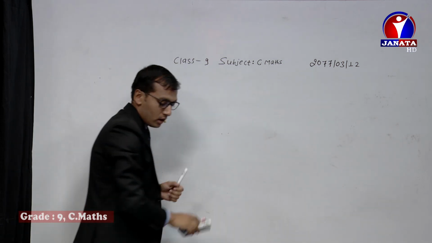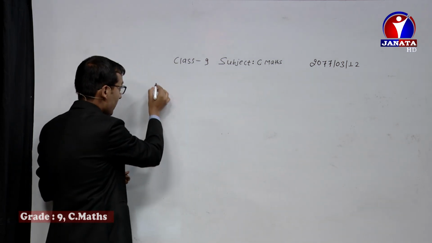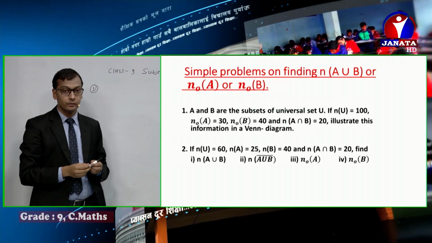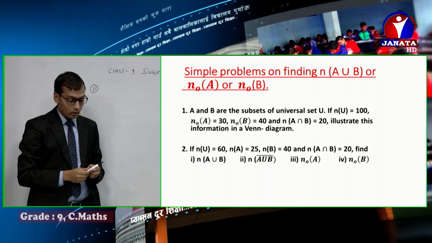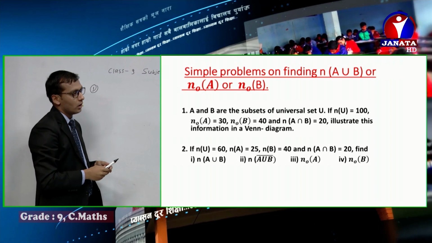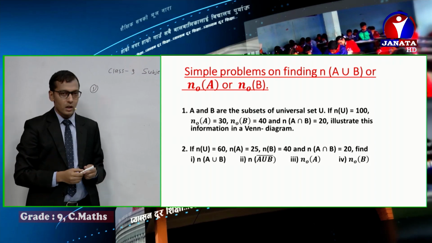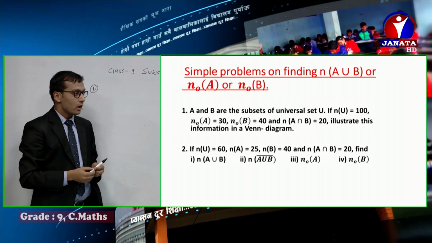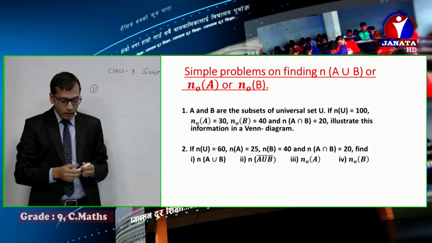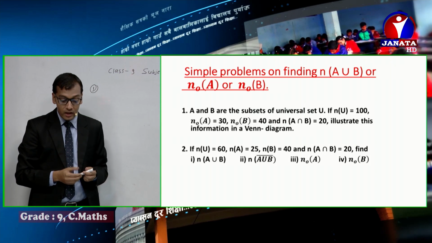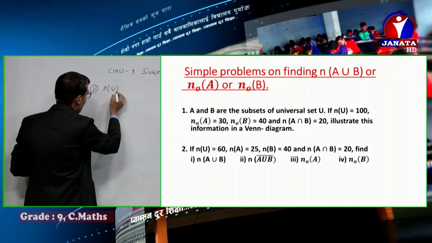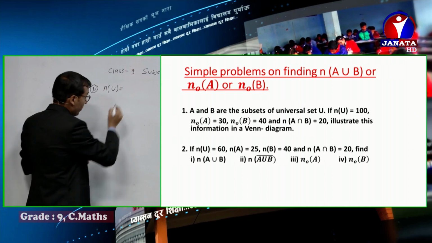So here I am discussing a basic question based on union, intersection, and we can solve this question with the help of a Venn diagram. So let me read out the first question. A and B are subsets of the universal set U. If n of U, here what is n of U? It's 100.